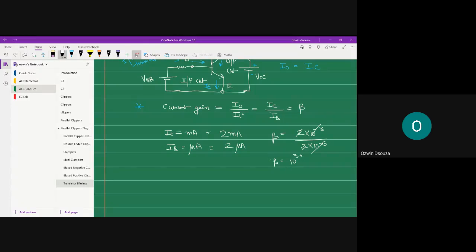To the power 3. So beta is very high. Beta is very high. Okay. So that's about your common emitter configuration. Okay. So next up we have common base configuration.